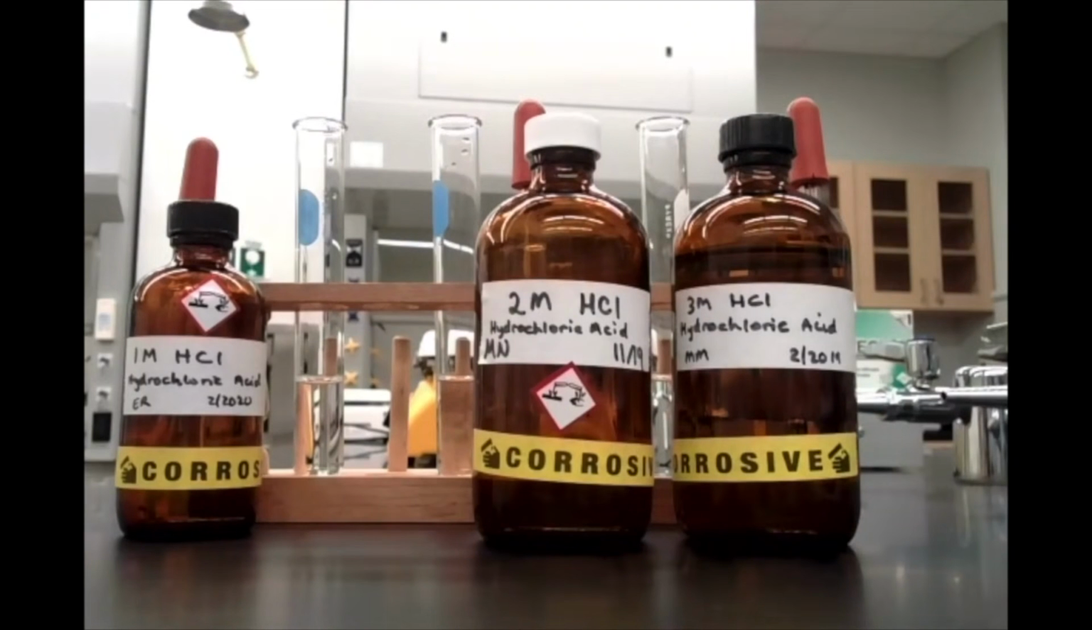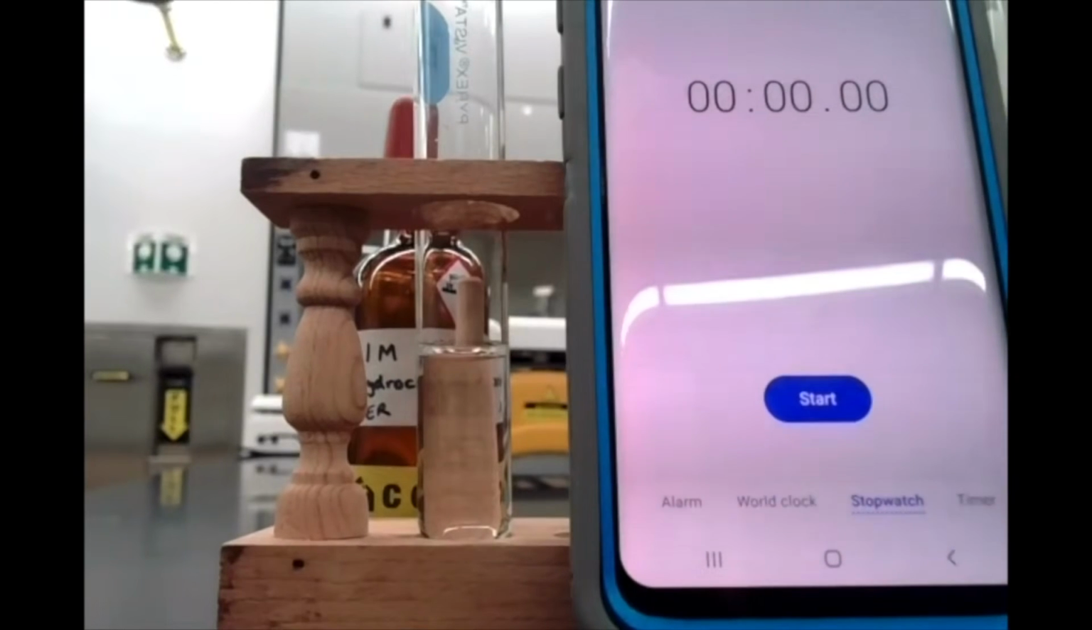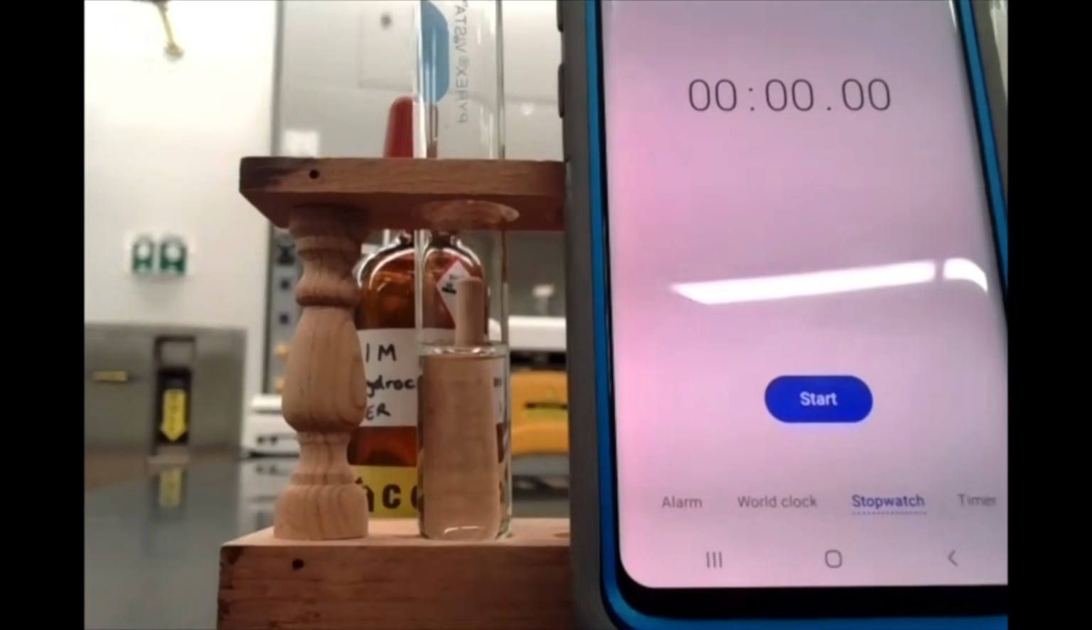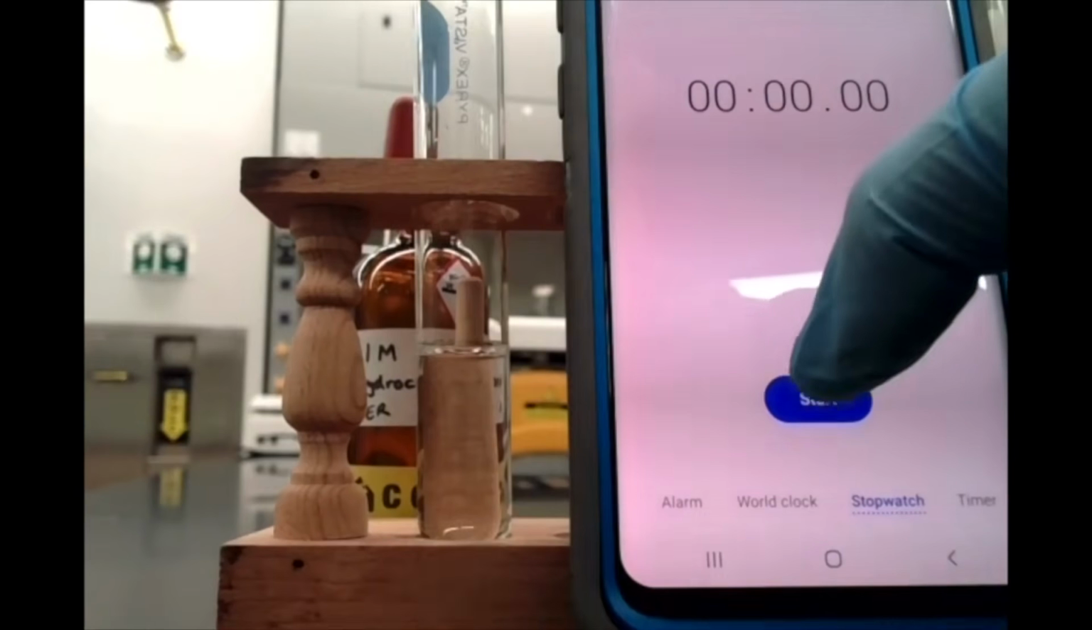Okay, so to each of these, I'm going to add some magnesium ribbon. I'm going to add a piece of magnesium ribbon, and I'm going to have a stopwatch running, so please make a note of the time at which each test tube clears. Once all of our magnesium has dissolved, you can make a note of that time. Alrighty, let's start with our 1 molar hydrochloric acid. I'm going to take a piece of magnesium ribbon and add it into our test tube and start our stopwatch. And go.